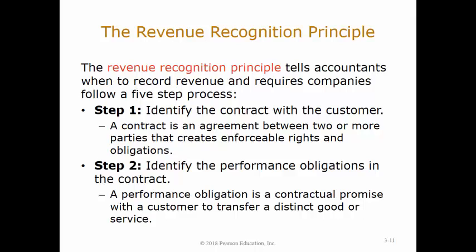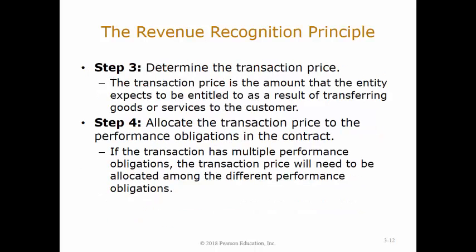For example, AT&T Inc. often provides a new phone to customers who sign a 2-year cellular service agreement. This represents two distinct performance obligations: the cellular service agreement, and the new phone. In step 3, determine the transaction price.